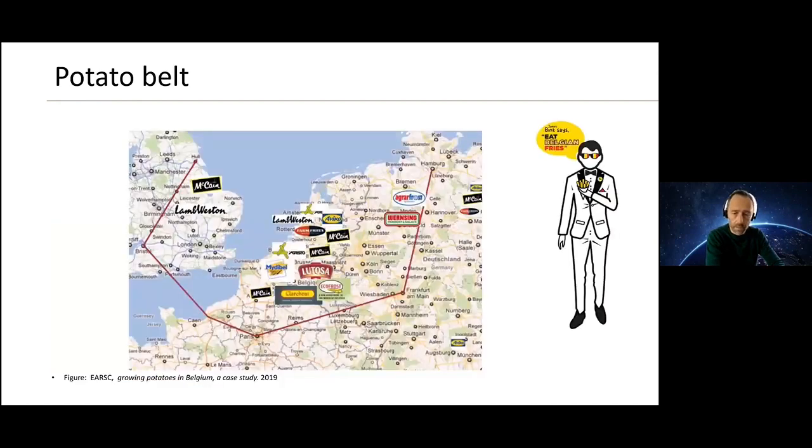Now, it's not only Belgium. The region of northern France, Belgium and the Netherlands is the so-called potato belt, and there I think most of the European potato processing companies have a factory. Most of them are located in Belgium and the Netherlands, and the whole growing region is in this area that you can see here.